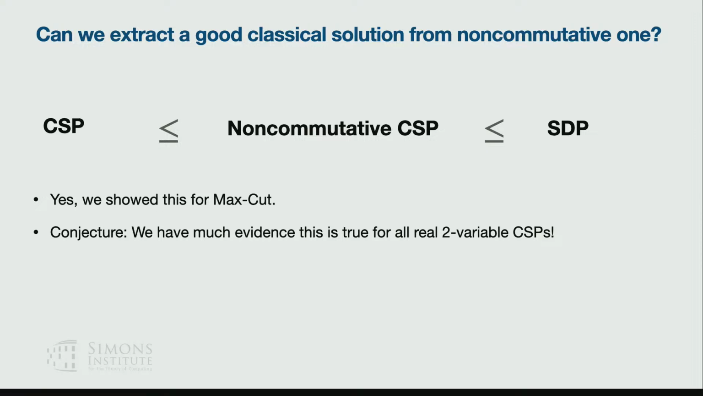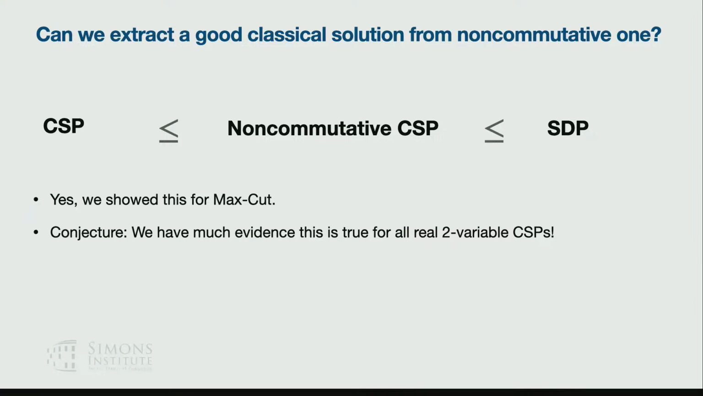Also, we are not refuting the Unique Games Conjecture. What happens is that this rounding technique at this point is not efficient. It just tells you that information-theoretically there is always a good classical solution hidden in any non-commutative solution to these problems. I mean, we don't have proof for it, but that's a conjecture. But you have some kind of empirical evidence?